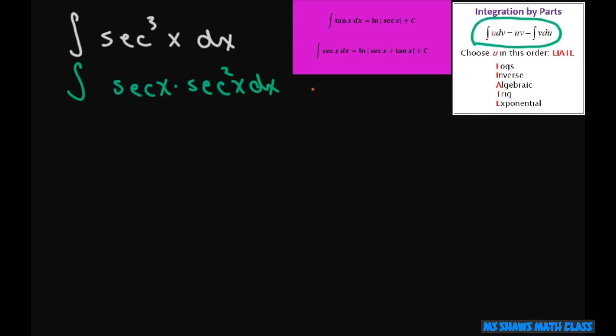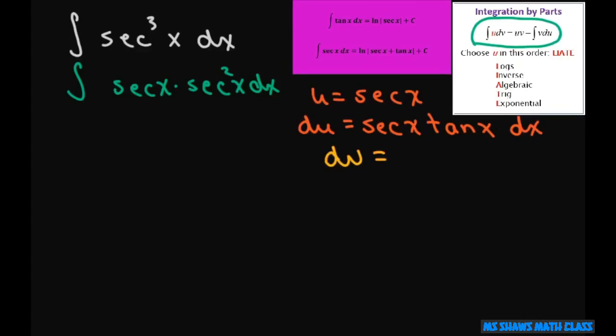So now let's find our u and all this information. We're going to let u equal secant x. Therefore, du equals secant x tan x dx. Then we're going to let dv equal secant squared x dx. Therefore, v, the antiderivative of secant squared, is tan x.